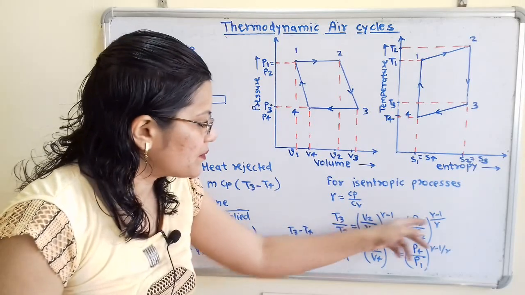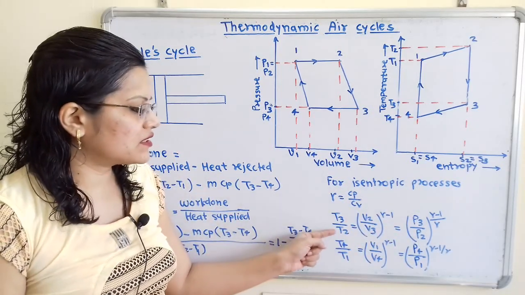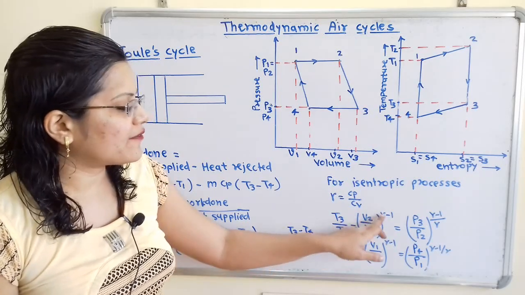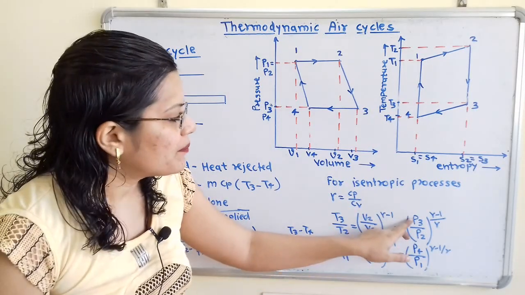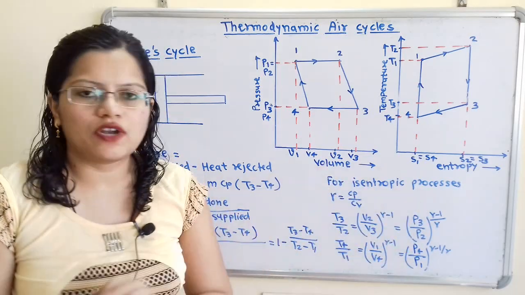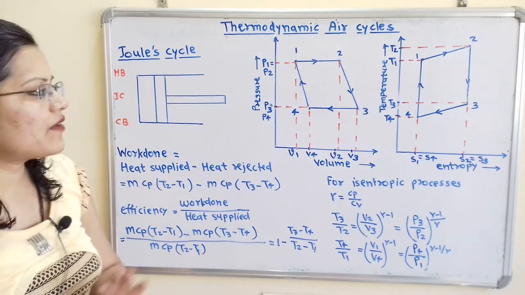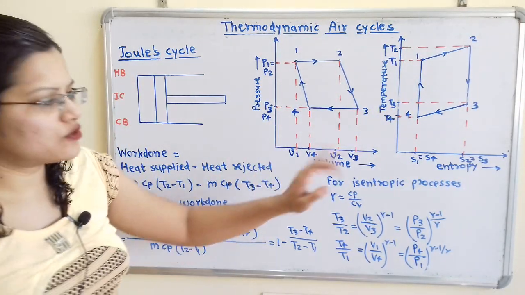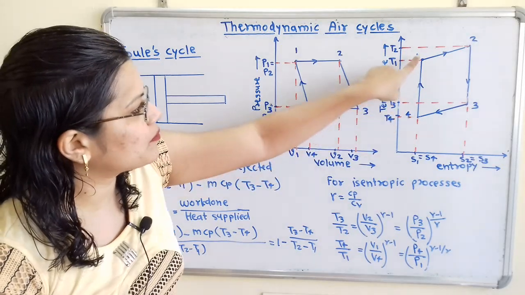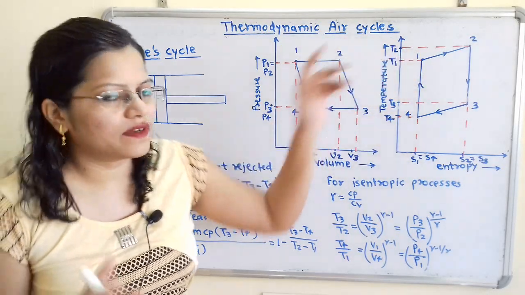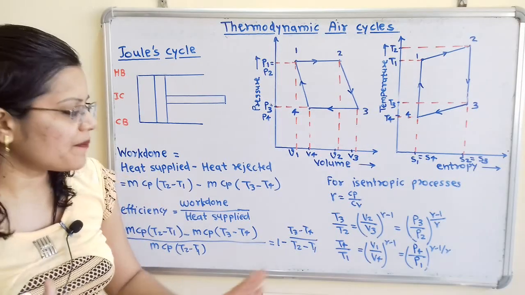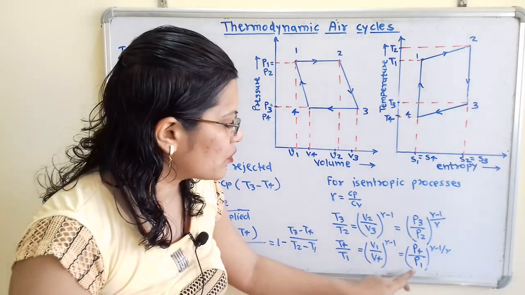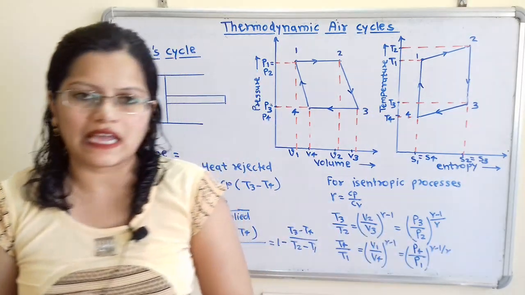These formulas are important. To calculate T3 and T2, we have to know either the ratio of volumes and the value of gamma, or the ratio of pressures and the value of gamma. In the same way, for the next isentropic process, 4 to 1, the ratio T4 by T1 is equal to (V1 by V4) raised to gamma minus 1, which is equal to (P4 by P1) raised to (gamma minus 1) by gamma.